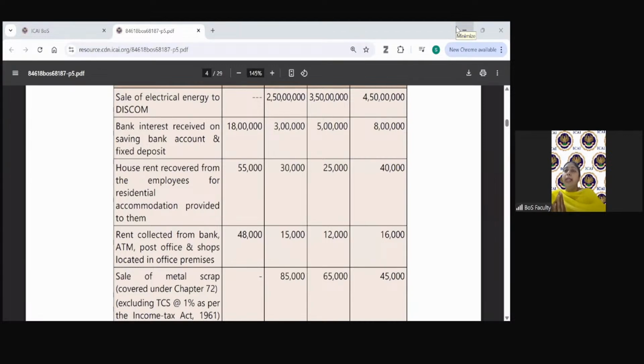Now we saw that under the reverse charge notification 13 by 2017, services provided by residential dwelling are liable to reverse charge, but only in cases that first of all they should be taxable. Now, house rent which is recovered from the employees for residential accommodation, we had already seen that it is exempt from GST. So the question of them being levied under forward charge or reverse charge arises only when it is liable to GST. House rent recovered is exempt from GST.